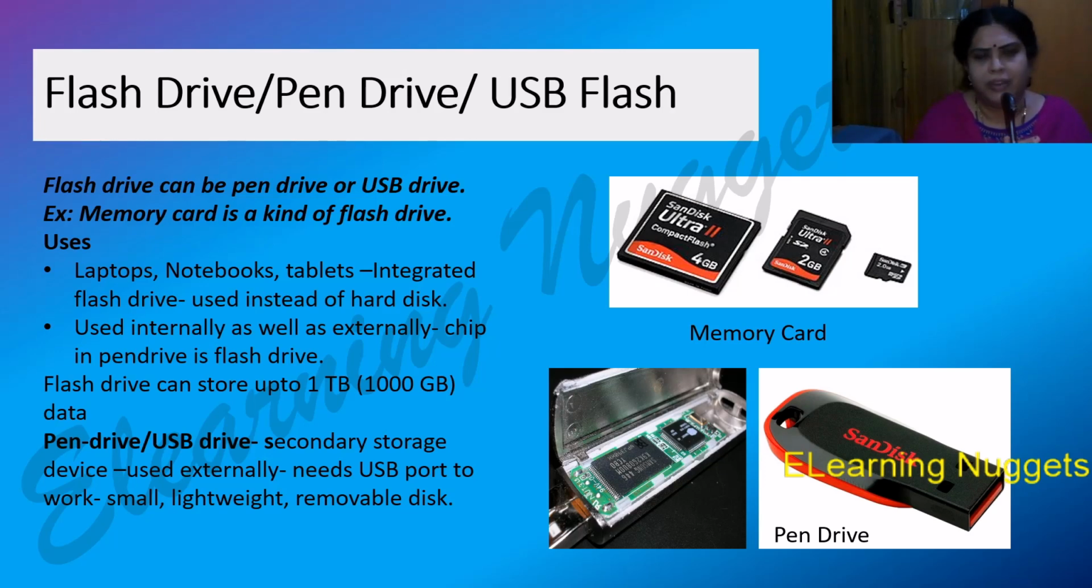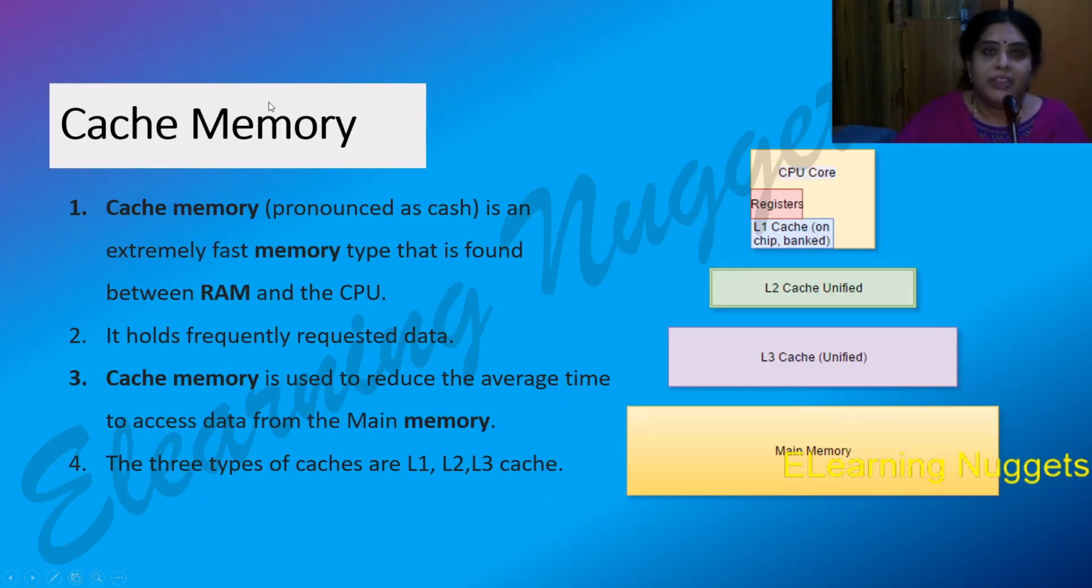Now I've given the difference between flash drive and pen drive. See, flash drive is a general term that is used. So even your pen drive is also called a flash drive. But there are some subtle differences. Subtle means small differences. For example, a flash drive can be your pen drive or your USB drive. Okay, a memory card is a kind of flash drive. The chip in your pen drive is a flash drive. Whereas your pen drive is used externally, a flash drive can be used internally or externally. So these are some of the differences between flash drive and pen drive.